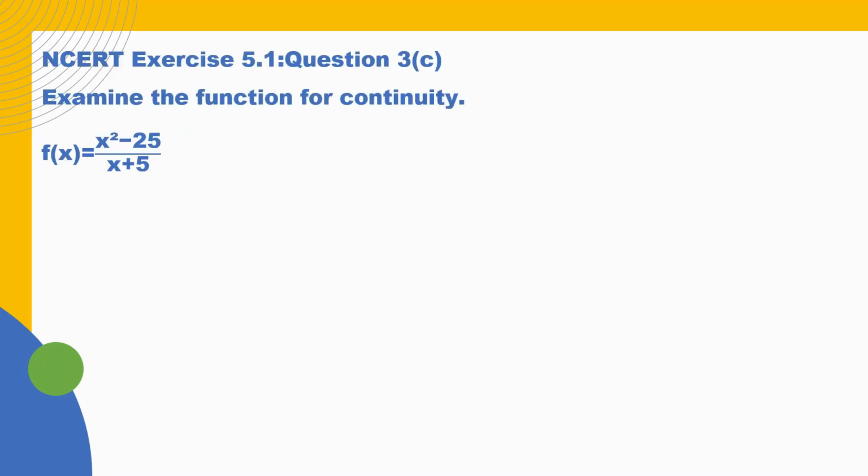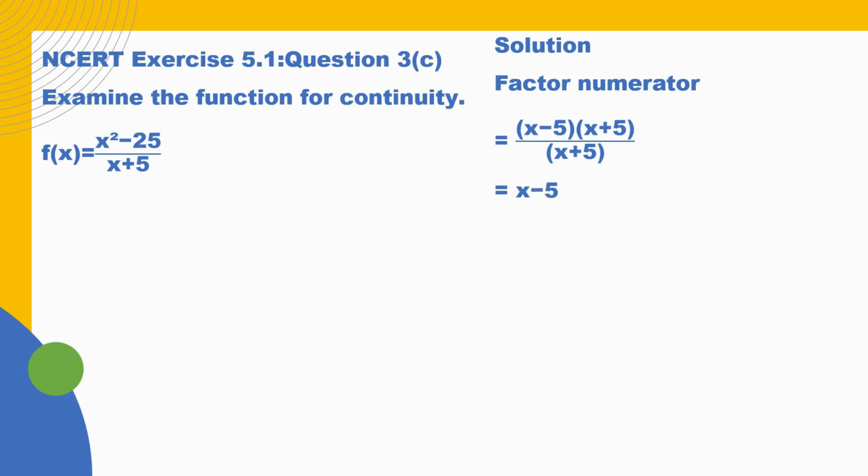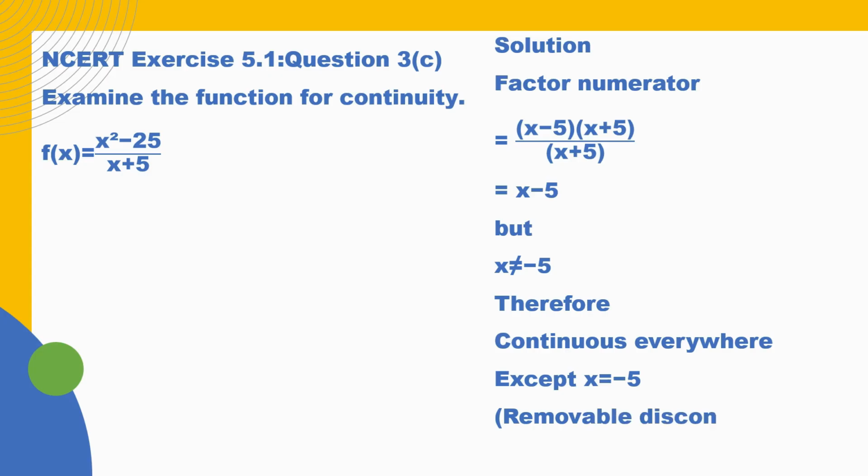Now, let's solve question 3c from the same exercise. Did you notice something interesting over here? Once you factorize the numerator, the expression simplifies to x minus 5. But at x equals minus 5, the original function wasn't defined. That missing point creates a removable discontinuity.